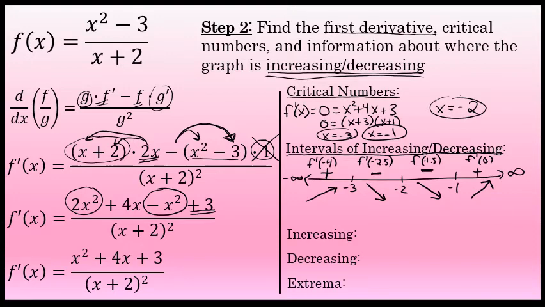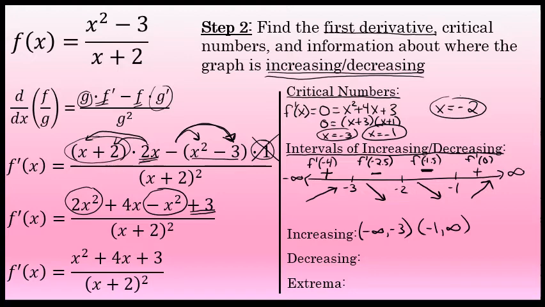Now I'm going to summarize this information by saying that the function is increasing from negative infinity to negative 3. I'm going to use interval notation for this. These are not ordered pairs. This is me representing the open interval from negative infinity to negative 3. And it's also increasing from negative 1 to infinity.